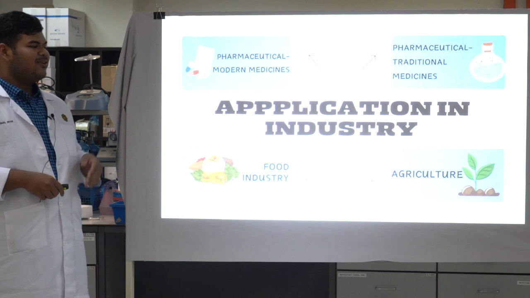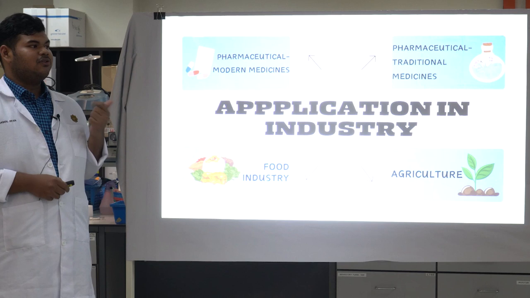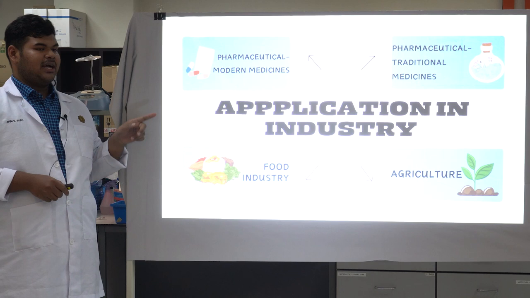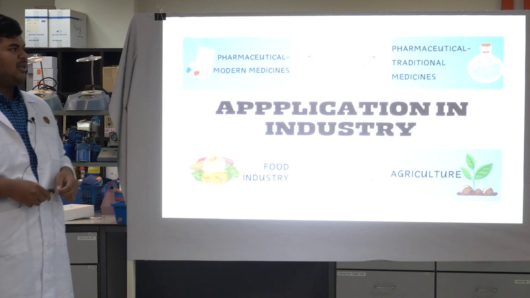So how will TLC show us the presence of antioxidant? By spraying DPPH and also ethanol onto the gel plate. If that gel plate turns yellow in color, that shows us that the antioxidant is present in that plant. So moving on to the pharmaceutical traditional medicine.